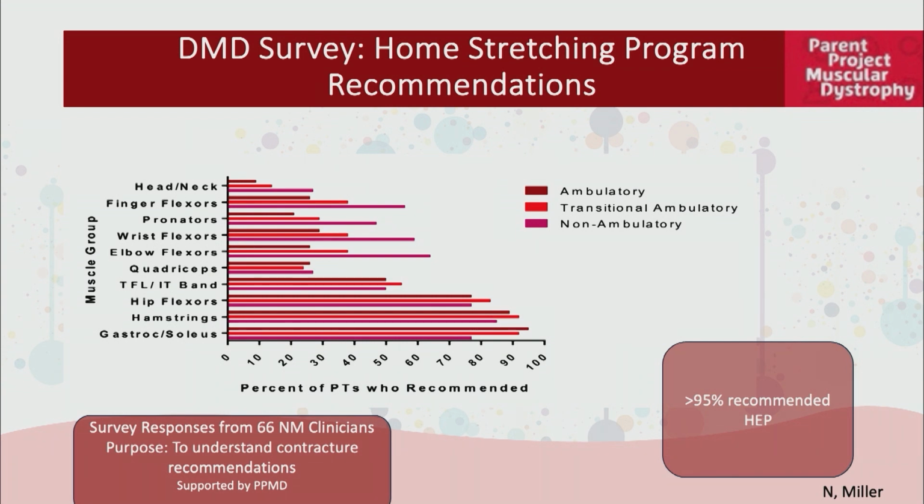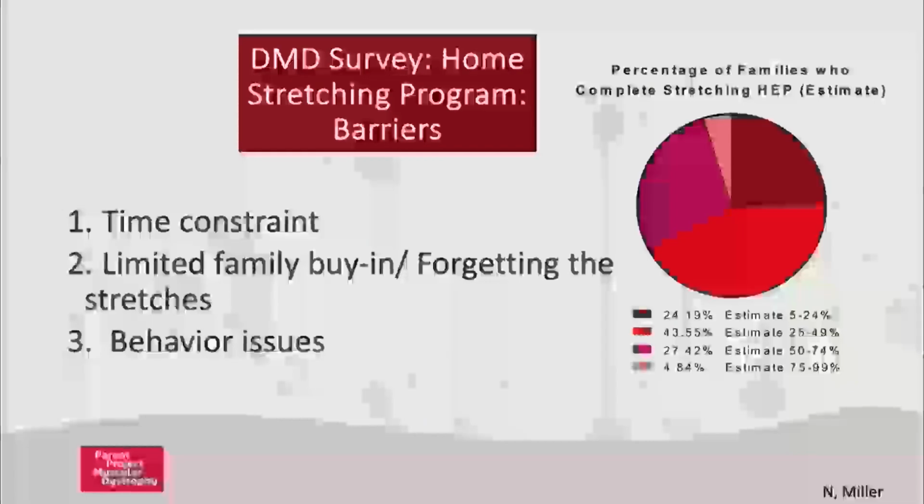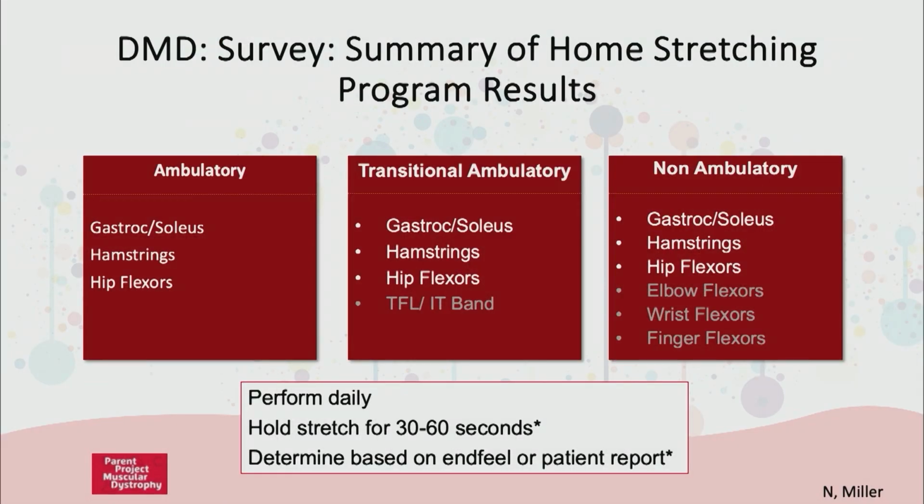The other thing I want to present is, because we don't know that much about stretching and contracture management, PPMD did host a meeting in which there was a survey of 66 neuromuscular clinicians asking, what is your practice? And 95% of them recommend stretching as a home exercise program. But the barriers that were reported were time, families really buying into it or forgetting to do stretches, as well as behavior issues. In the survey, the recommendations for muscles that should be stretched were the gastrocs, hamstrings, and hip flexors.